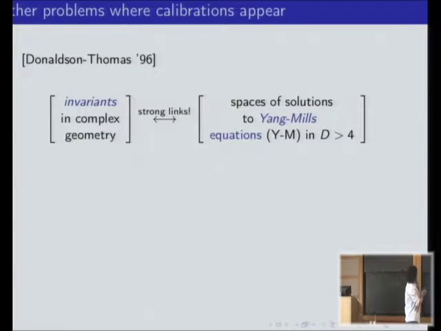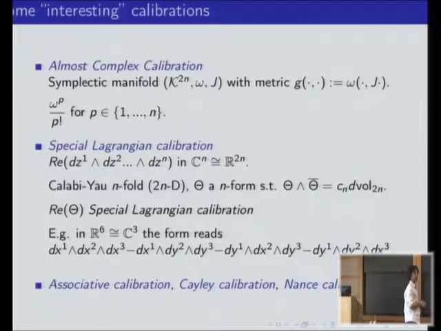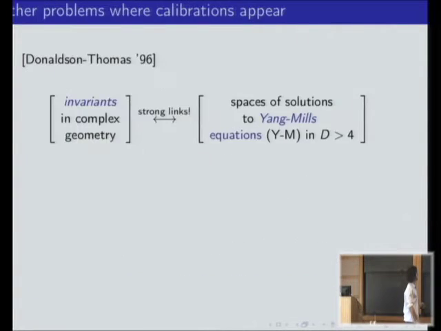So let me just sketch another problem where calibrations are going to come back again. It's going to come back in this setting. So basically the same thing without assuming that omega is closed. That's what is called an almost Hermitian manifold. So in '96, Donaldson and Thomas showed that there are very interesting connections between some invariants in complex geometry and the study of solutions to Yang-Mills equations in dimensions higher than the usual 4.